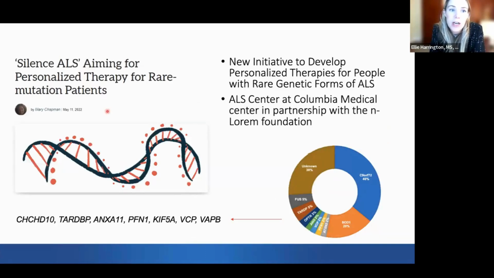Additionally, we at Columbia have launched a program called Silence ALS, and this is a program coupled with the n-Lorem Foundation, a nonprofit foundation which aims to develop ASO drugs for rare genetic diseases. We've partnered with them to focus on the development of ASO drugs for rare genetic forms of ALS. So we've already developed an ASO for the CHCHD10 gene, same with a few mutations in TARDBP. We're working on more of that, as well as mutations in annexin 11, PFN1, KIF5A, VCP, VAPB. So the list of potential opportunities is beginning to grow as these types of therapies become better established for other genetic diseases.